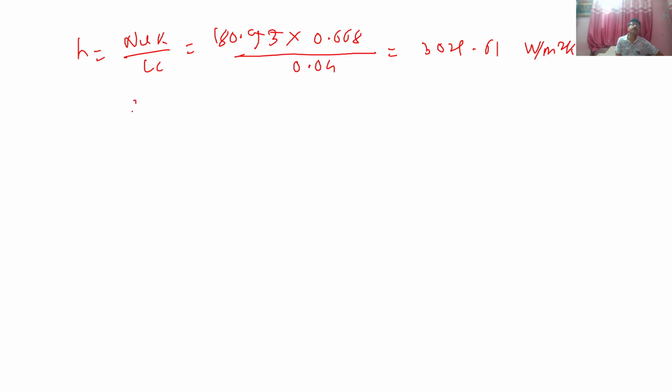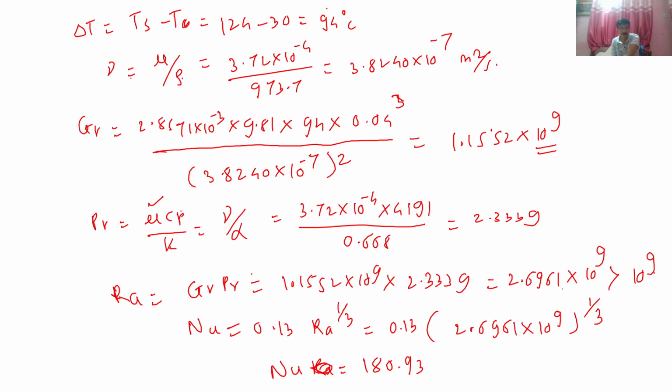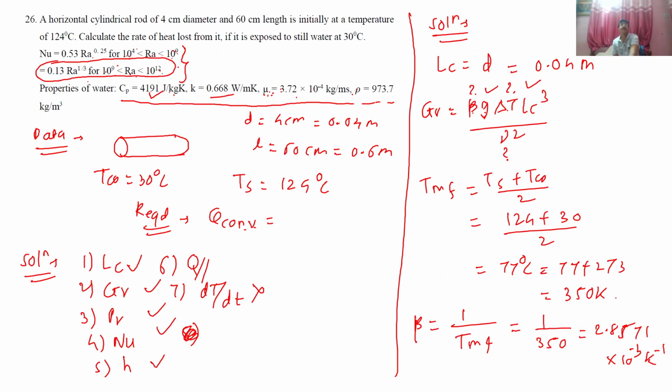Now the next step is to determine Q convection. Use Newton's law of cooling, that is HA(Ts minus T infinity). So H is known to you, Ts is known to you, T infinity is known to you, only area is unknown. So what is area? Area means the area available for the heat transfer in Newton's law of cooling.